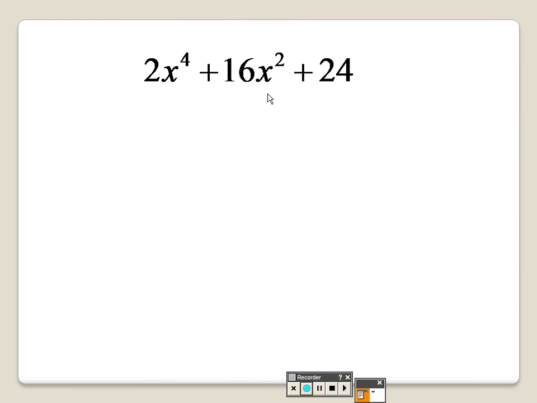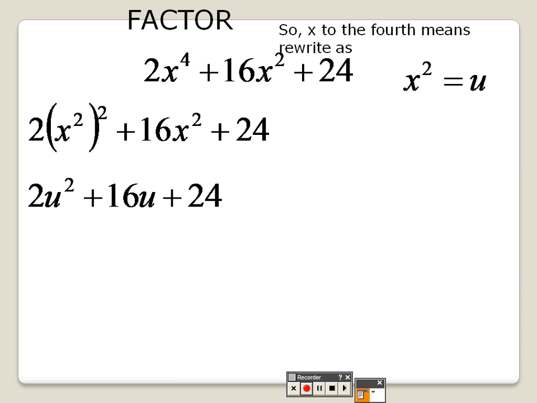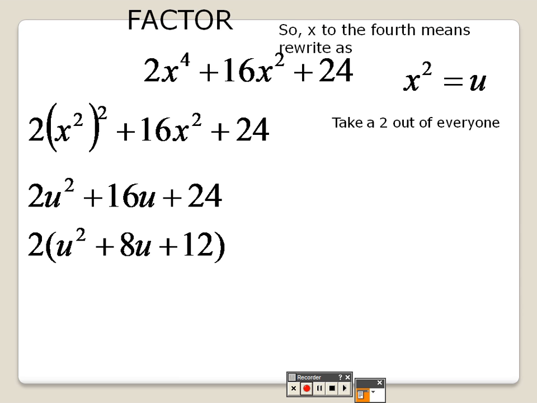So in this one, we'll factor this one. I notice that I can rewrite this as x squared squared, because remember it's x to the fourth, and because it's an x squared and an x squared, that should be signs that we're going to do u substitution. So I can rewrite this as 2u squared plus 16u plus 24. So I can take a 2 out of everything to give me u squared plus 8u plus 12.